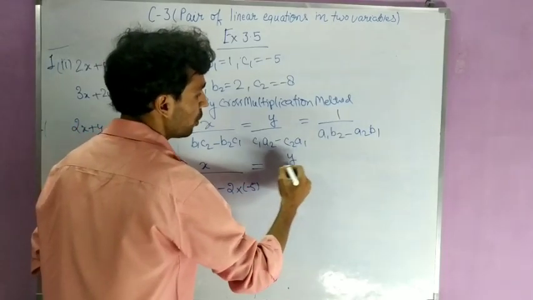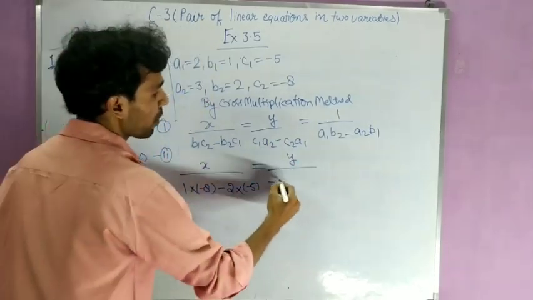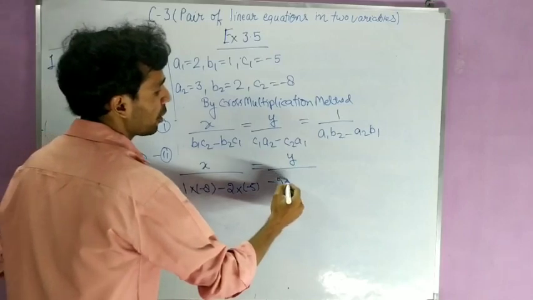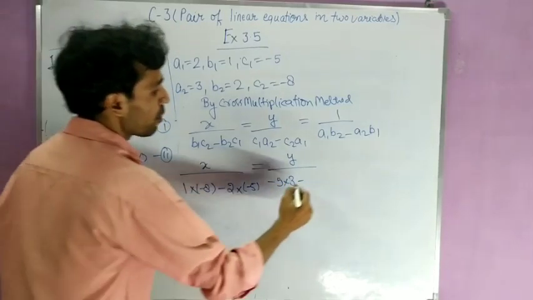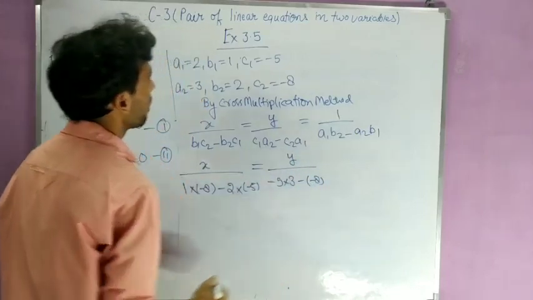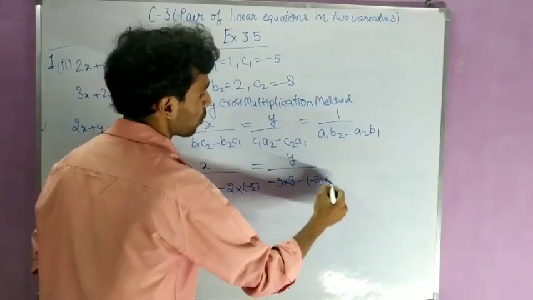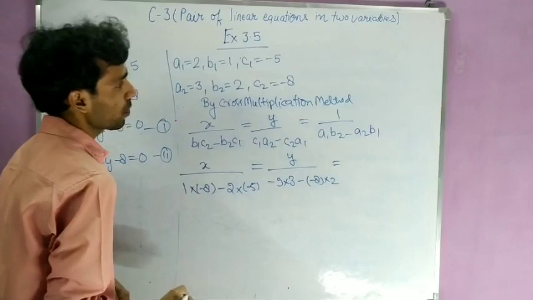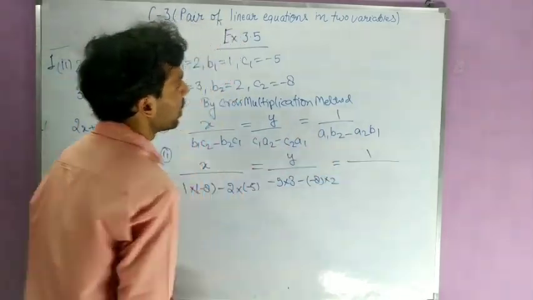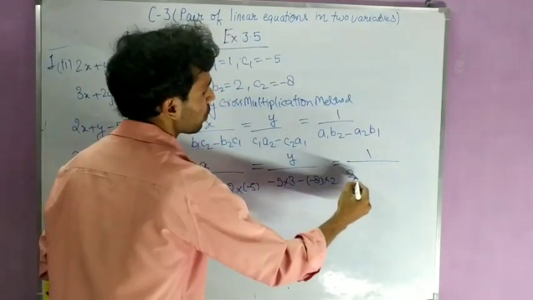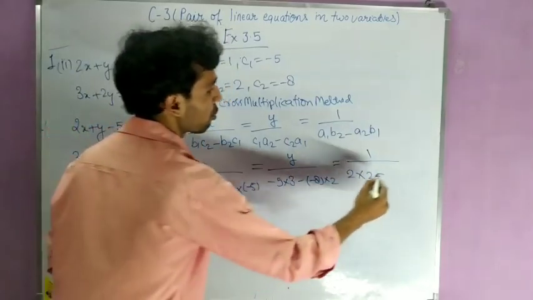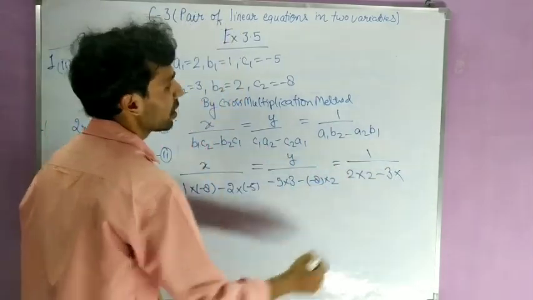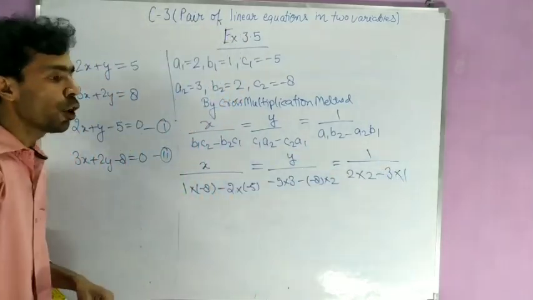Now y upon the value of c1 is minus 5, the value of a2 is 3 minus the value of c2 is minus 8 and the value of a1 is 2 equal to 1 upon the value of a1 is 2, the value of b2 is 2, the value of a2 is 3, the value of b1 is 1. Now we have put all the values.